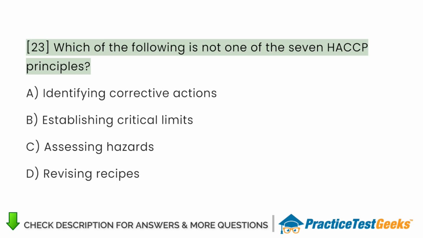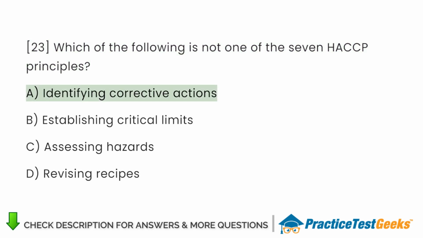Which of the following is not one of the 7 HACCP principles? A. Identifying corrective actions. B. Establishing critical limits. C. Assessing hazards. D. Revising recipes.